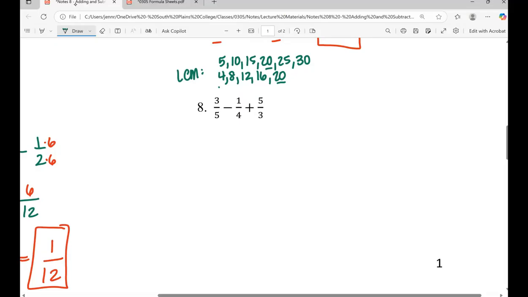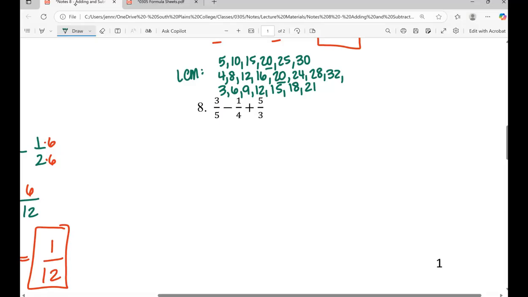If I go to my 3 list, though, 3, 6, 9, 12, 15, 18, 21. Ooh, 20 didn't show up there. So maybe I should have kept going. 24, 28, 32. Man, this is getting kind of long, isn't it?